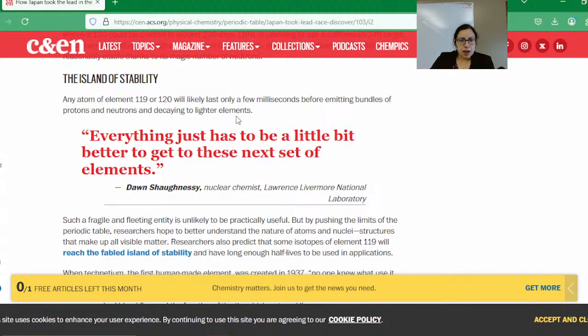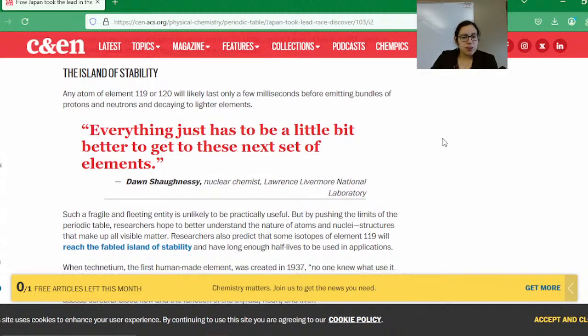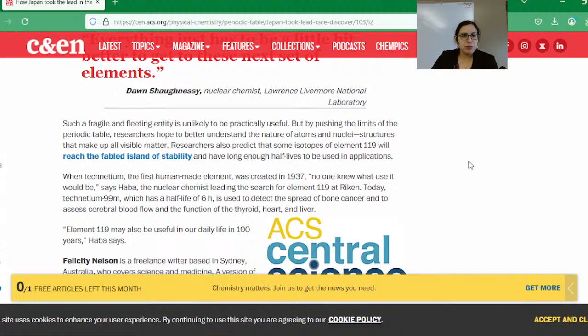I don't know if we've talked about this specifically in this class, but this is the idea of the island of stability. Again, it's what we've talked about with filling the shells, but what if you keep going in theory to those higher order shells, trying to figure out stable elements? It mentions that even if they do make them, they'll only last a few milliseconds, so trying to detect them is obviously difficult.